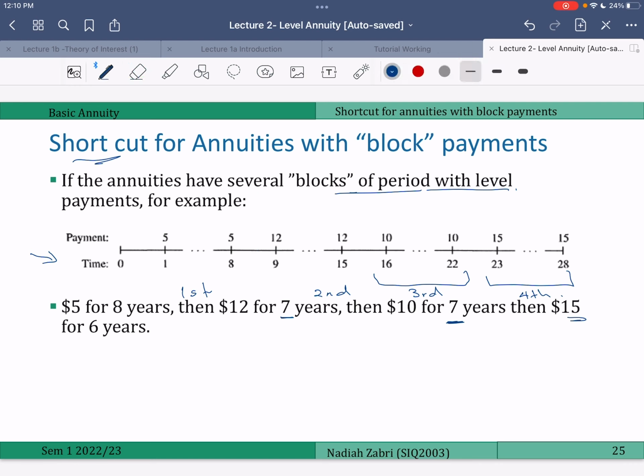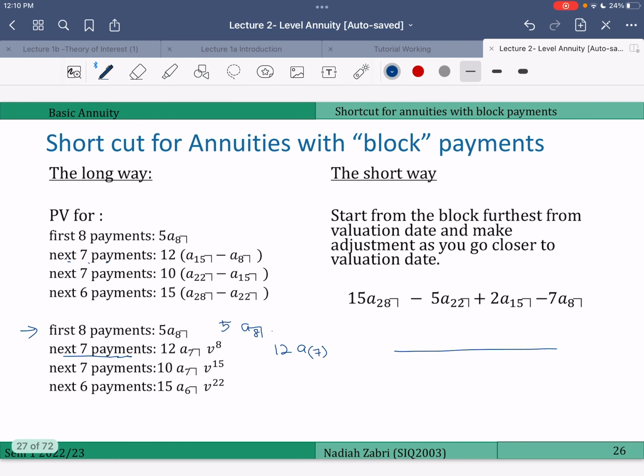Because this is an annuity immediate, the first payment happens 1 year after the evaluation date. The evaluation date is at time 8. So to bring it to time 0, because we are finding present value, we need to discount it for another 8 years. So for this block, this is basically a deferred annuity, which we can write as follows.